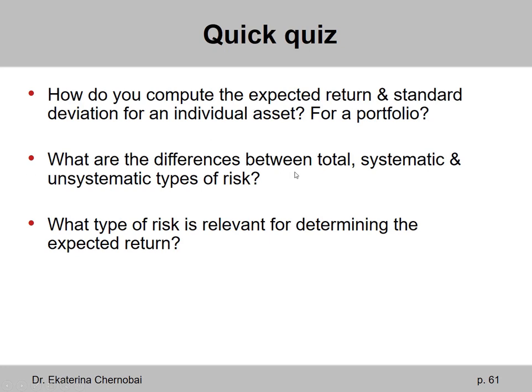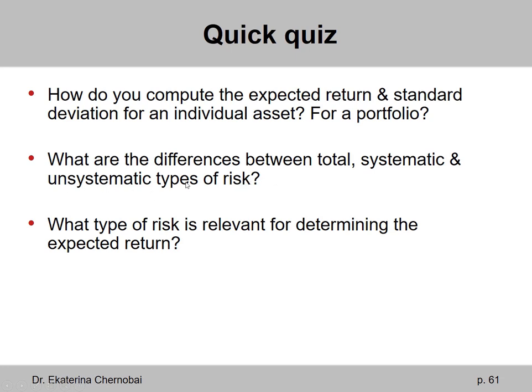Second, what are the differences between total, systematic, and unsystematic types of risk? Total risk is fluctuations in returns for some company stock caused by any kind of events. Systematic risk is fluctuations in returns for some company stock caused by economy-wide events, something that an investor has no control over. Unsystematic risk is fluctuations in returns caused by company-specific events. This is something that the investor does have control over.